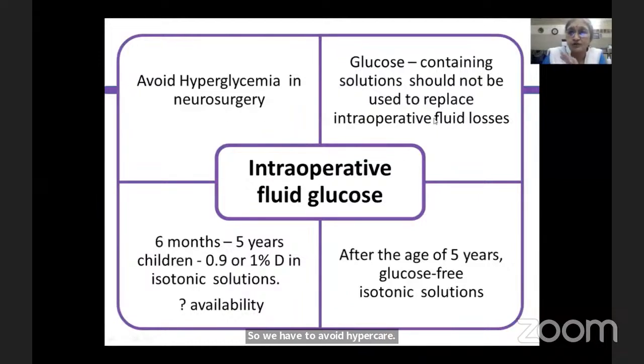Glucose-containing solution should not be used to replace intraoperative fluid losses. In a child of 6 months to 5 years old, we can give 0.9 to 1% dextrose. In the UK, they have started making a ready-made solution. In India, it is not yet available. And after the age of 5 years, glucose-free isotonic solutions can be given.